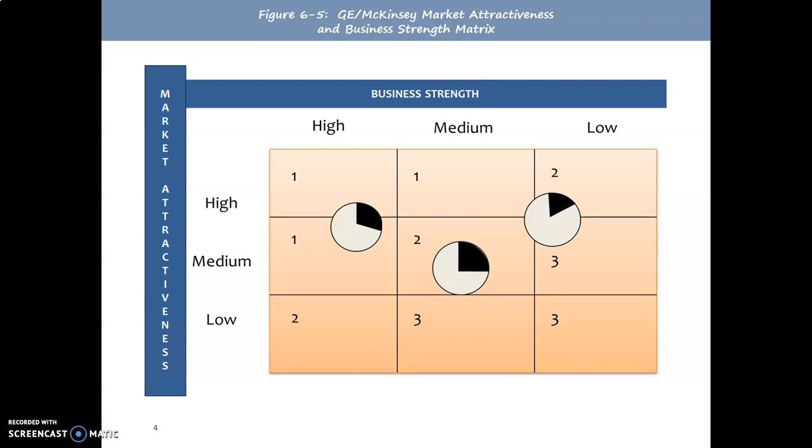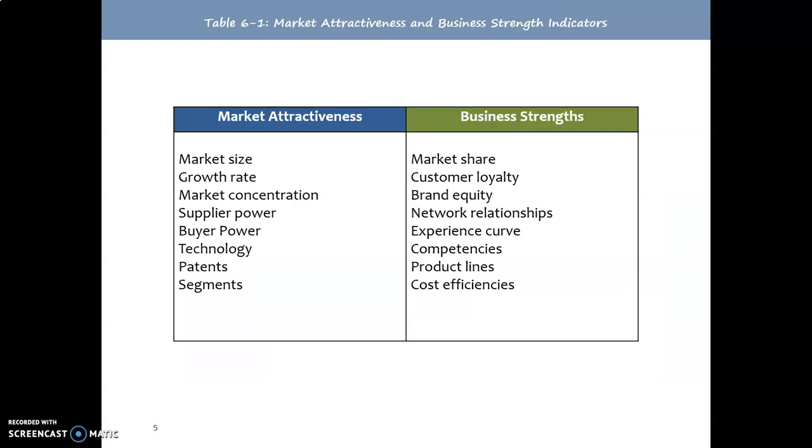The ones, as I said before, would represent the best investments where you have a really good strength for that particular option, and the market is quite attractive given the dimensions that we're looking at. And on down with the 2s and 3s. Market attractiveness and business strength.